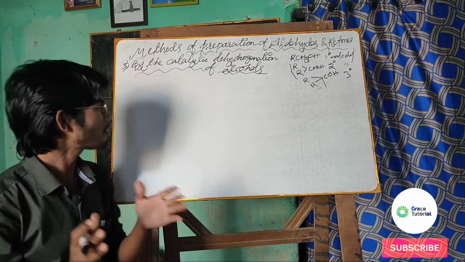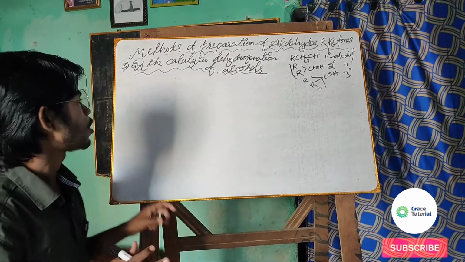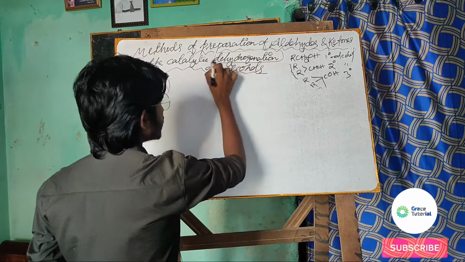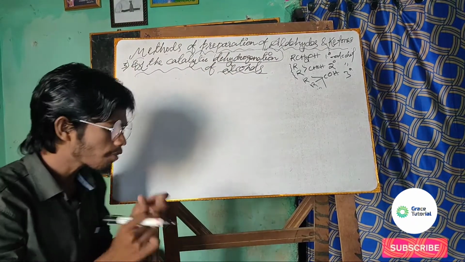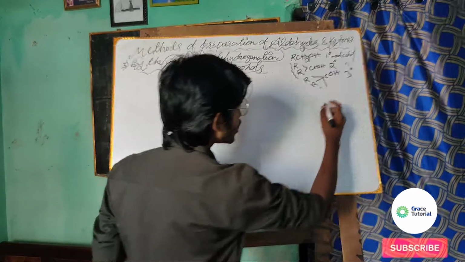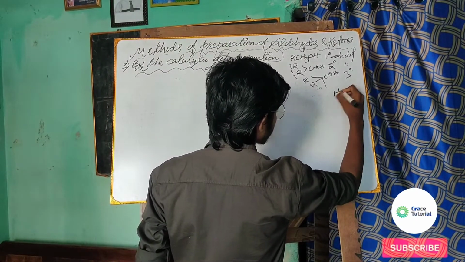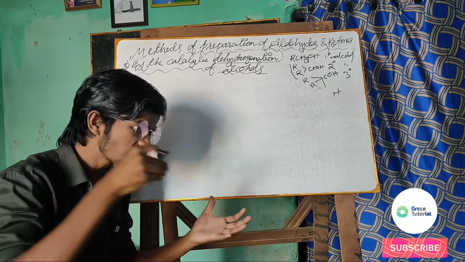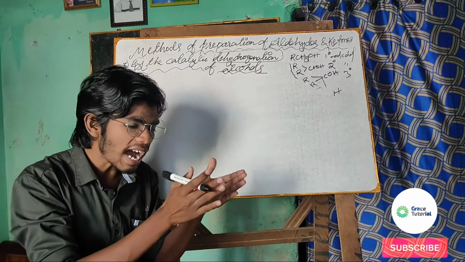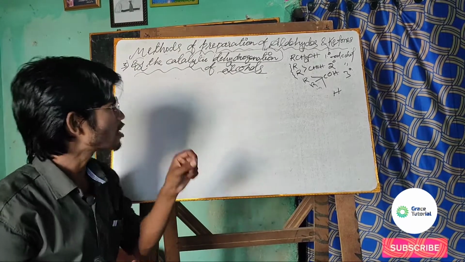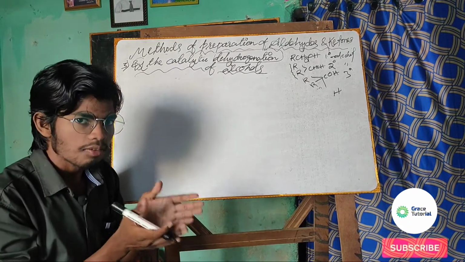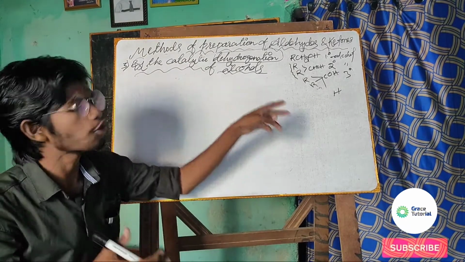If you look at the catalytic dehydrogenation of alcohol, before that we need to understand the term dehydrogenation. So what is the meaning of hydrogenation, so that we can understand dehydrogenation? Hydrogenation means the addition of hydrogen. When hydrogen is added, the process is called hydrogenation. At the same time, when hydrogen is removed, that is called dehydrogenation. That means removal of hydrogen from some substance is called dehydrogenation.